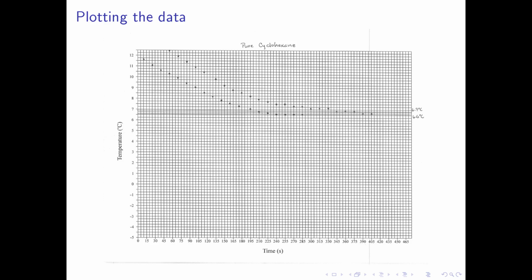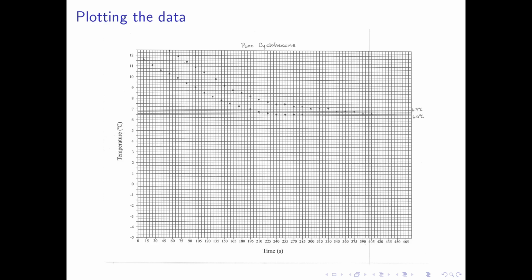Here we see my plots for pure cyclohexane. First, notice that for run 1, the initial 5 or so temperatures did not fall on the graph paper. They were too high to record. This is acceptable as long as you continue and pick up where the first data point actually falls on the graph.